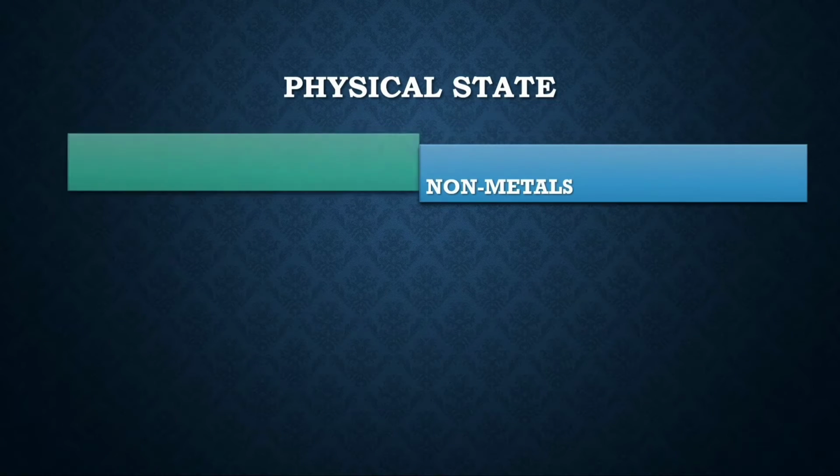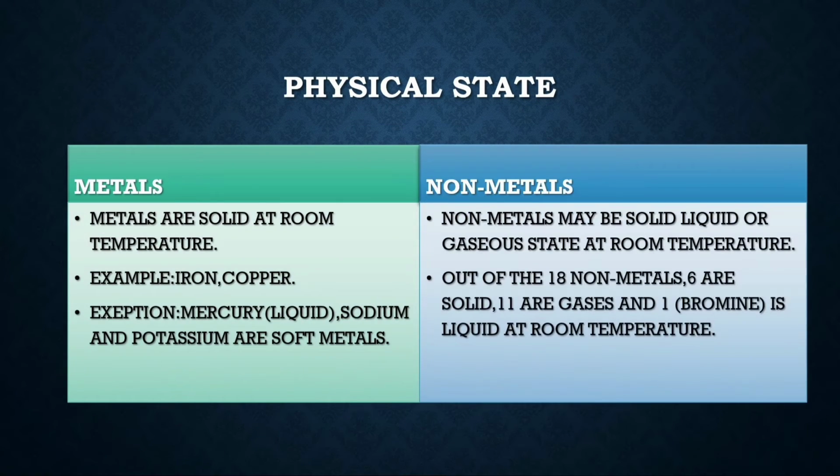So let us differentiate metals and nonmetals based on their physical state. Let's start with metals. So metals are solid at room temperature. Example: iron, copper, aluminium, etc. An exception is mercury, which is liquid at room temperature, and sodium and potassium, which are soft metals. Next, nonmetals. Nonmetals may be solid, liquid, or gaseous at room temperature. Out of the 18 nonmetals, 6 nonmetals are solid, 11 are gases, and 1, which is bromine, is liquid at room temperature.